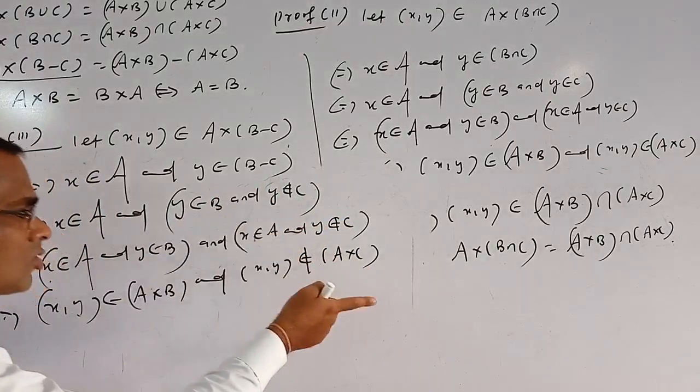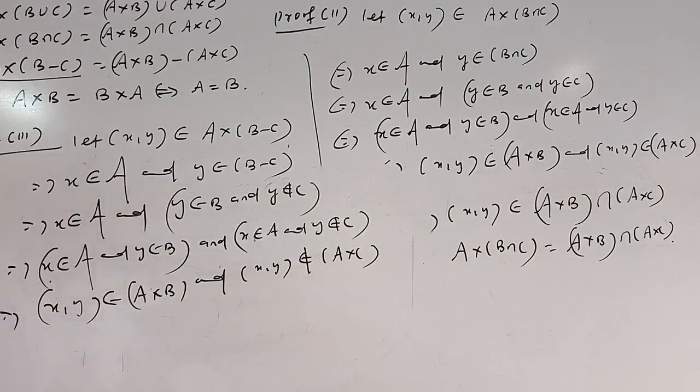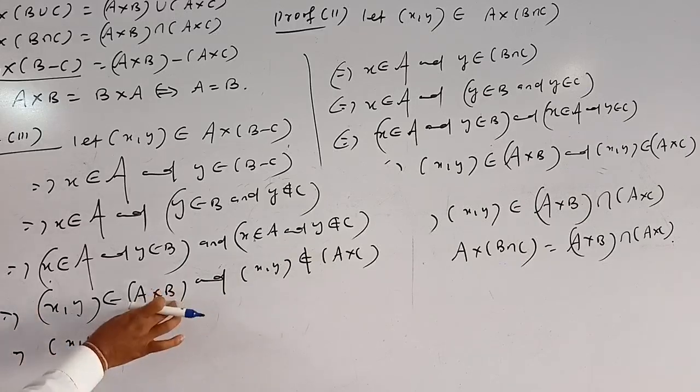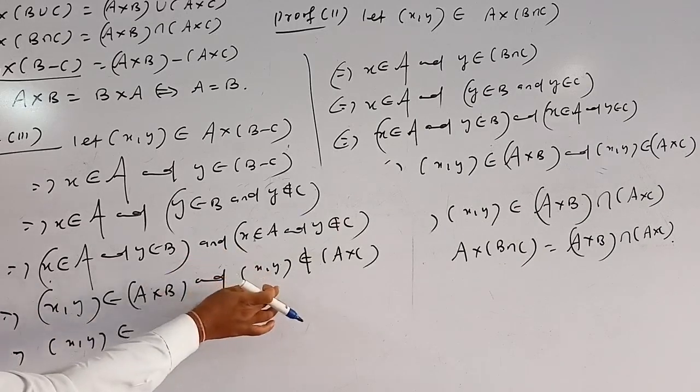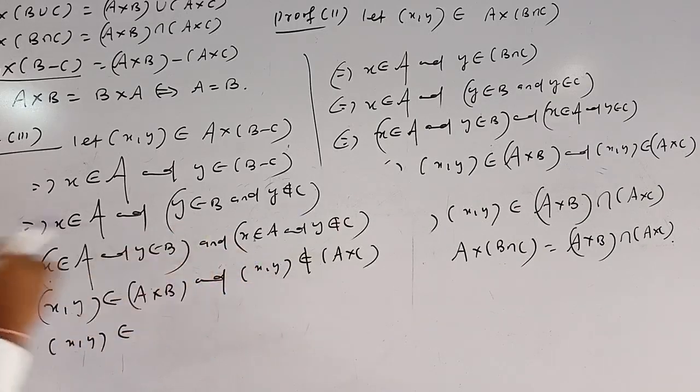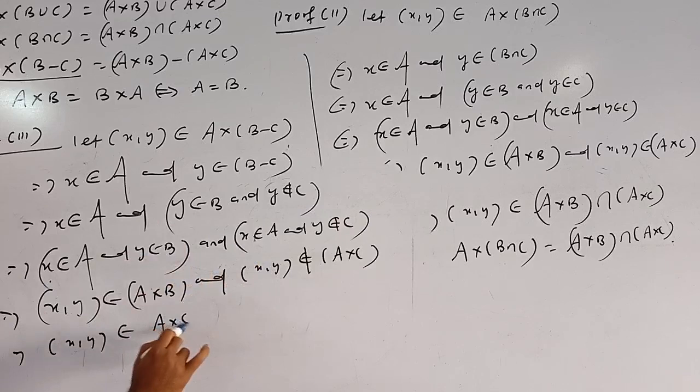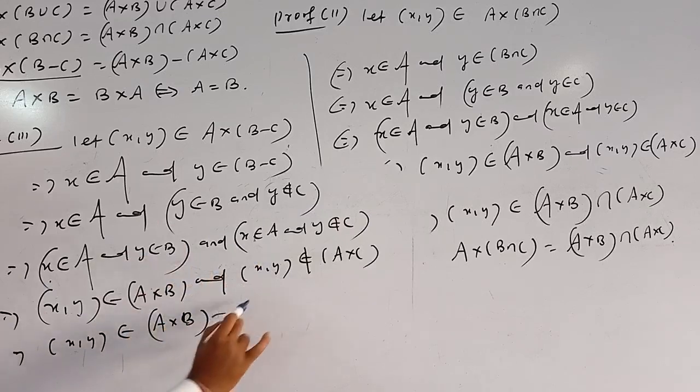Since y does not belong to C, that's why we write the ordered pair (x, y) does not belong to A cross C. That means the ordered pair (x, y) belongs to A cross B and the ordered pair (x, y) does not belong to A cross C, which means you have to write the ordered pair (x, y) belongs to A cross B minus A cross C.